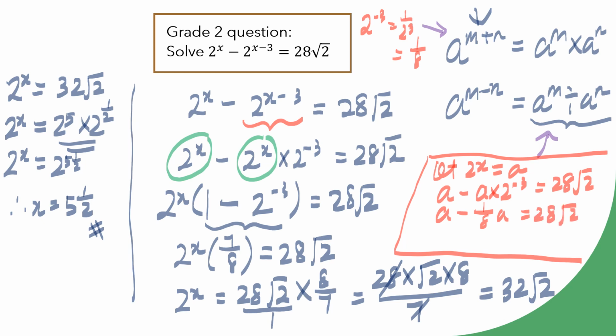So 1a minus 1 over 8a will give you 7 over 8a. Then you go on to find the value of a, which will be 32 square root 2. Then you substitute your a back to be 2 to the power of x. So this is using the substitution method. If you're not too comfortable about factorizing the power of x from this step.